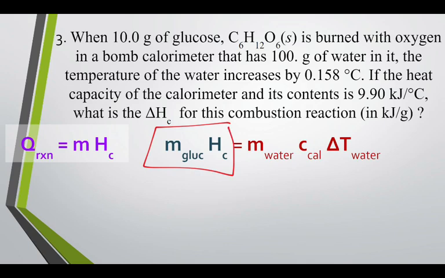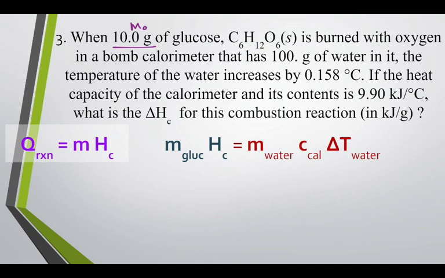Instead of a metal being MC delta T, our reaction side, opposite from the water, is going to be MH, and that's still going to be causing the water to change temperature. So we can set that equal to the MC delta T for our water. With this, we're just going to need to plug in all of our numbers.